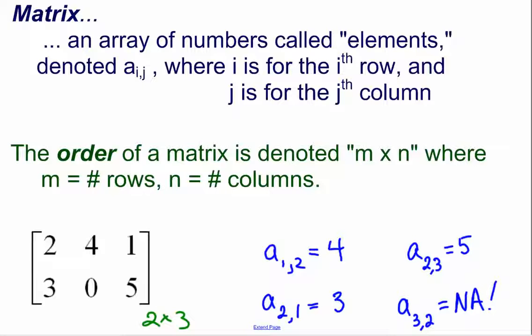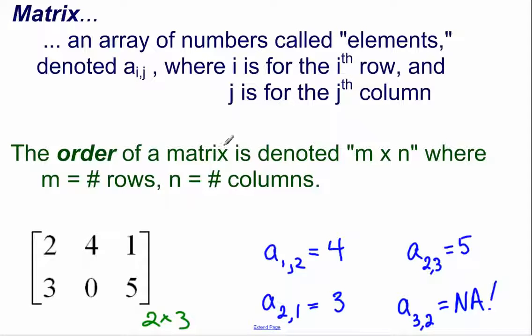We're going to be using matrices to help us solve systems of equations, but before we do that, I want to take a look just at some basic definitions. First of all, what is a matrix? It's simply an array, which is things with rows and columns, an array of numbers called elements, and we denote those elements as A sub ij, where that i, the first subscript, is the row that the element is in, and that j, the second subscript, is the column that it's in.